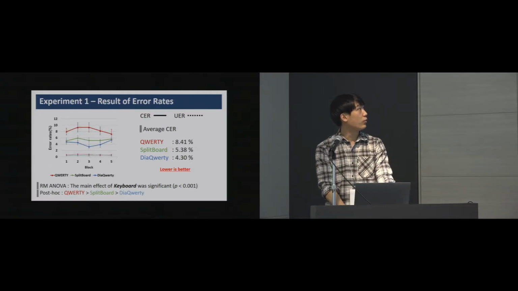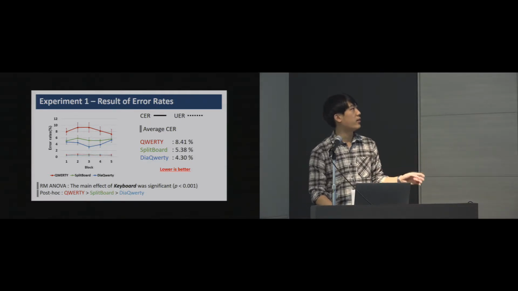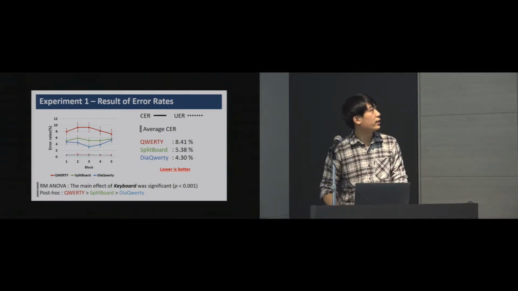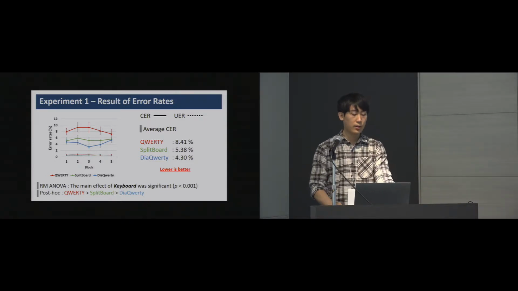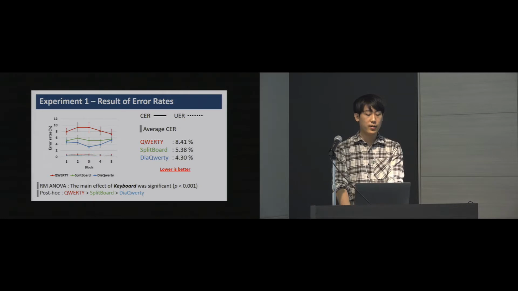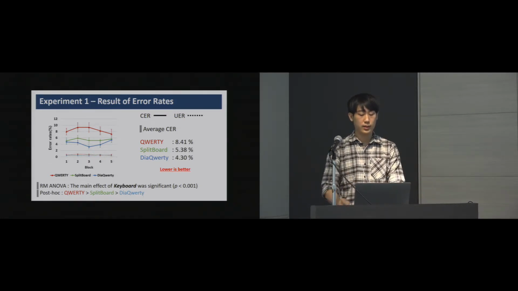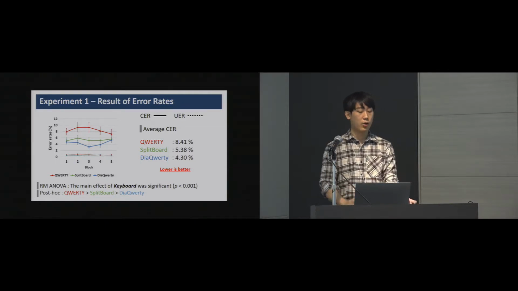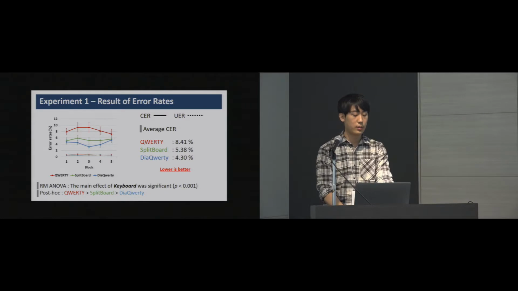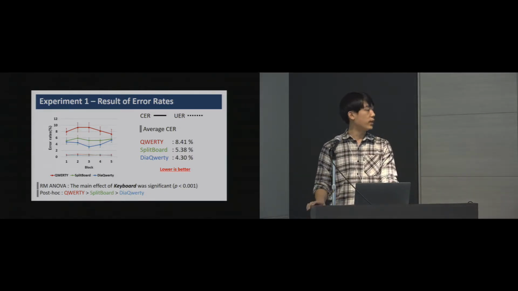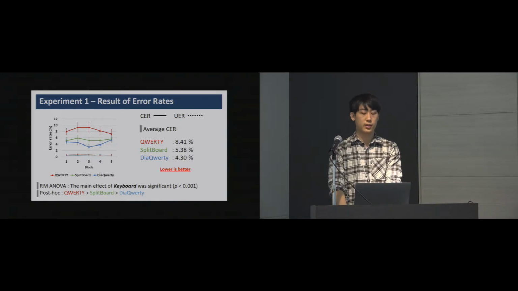This is the result of error rate, and the solid line indicates the corrected error rate, and the dotted line indicates the uncorrected error rate. The average corrected error rates across all blocks of QWERTY, SplitBoard, and DiaQwerty are about 8%, 5%, and 4% respectively. Like the result of speed, QWERTY was very accurate compared to previous studies.